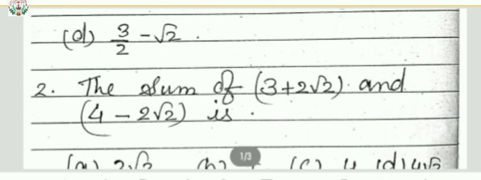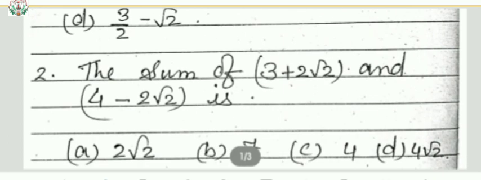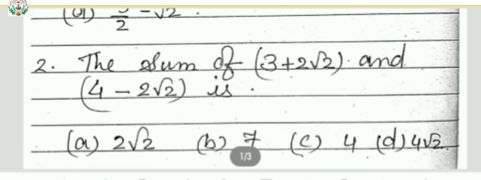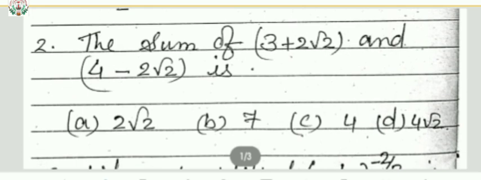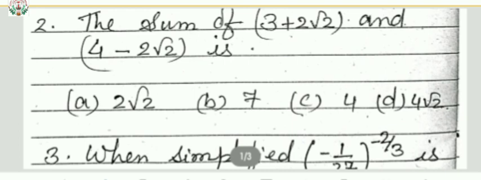You check it out. Now the second question is the sum of 3 plus 2 root 2 and 4 minus 2 root 2 is. Now you go for the addition of these two numbers, that is 3 plus 2 root 2 and 4 minus 2 root 2. On adding, what answer you are getting, you just check out of the 4 options which is the correct one.